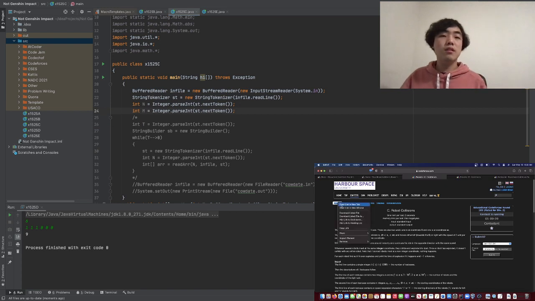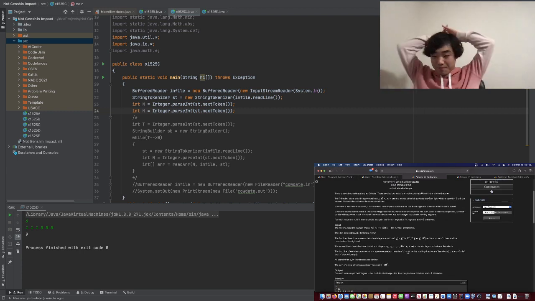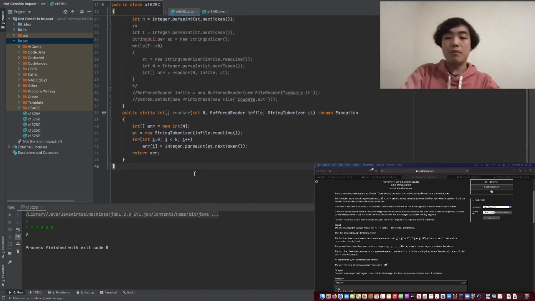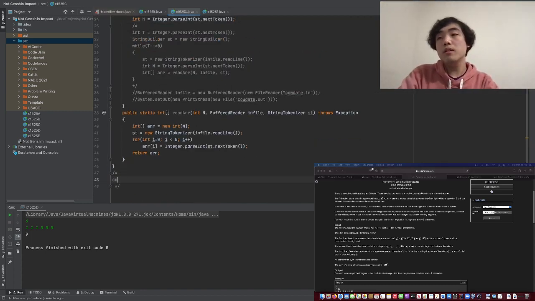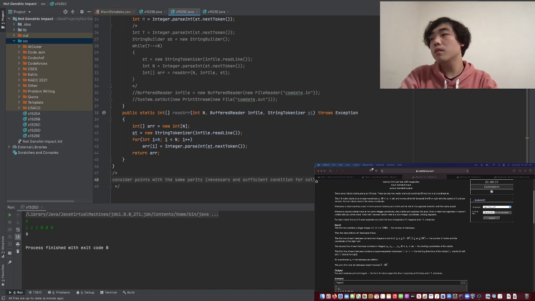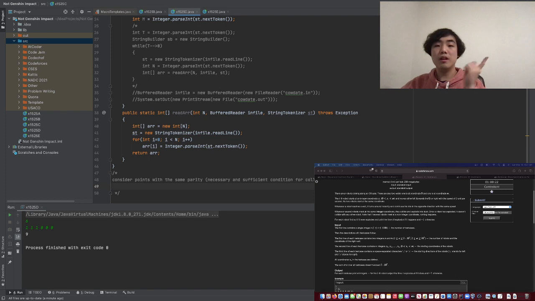All right, now problem C, unless E has more solves. It doesn't have that many more solves, Jesus Christ. Okay, so we already made a few observations in here. So we can consider points with the same parity. Necessary and sufficient condition for collision. Now the only issue is figuring out for each point, which is the earliest point that it collides with, and when does it actually collide with that point?